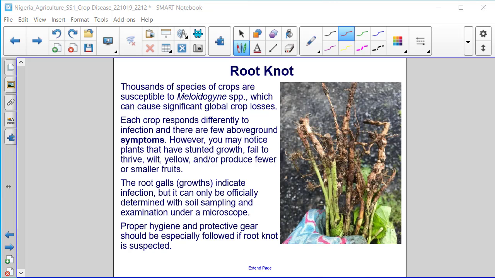The root galls growths indicate infection, but it can only be officially determined with soil sampling and examination under a microscope. Proper hygiene and protective gear should be especially followed if root knot is suspected.